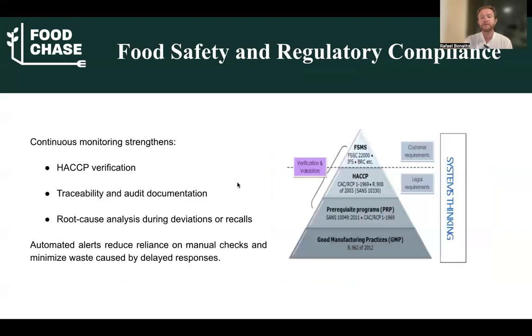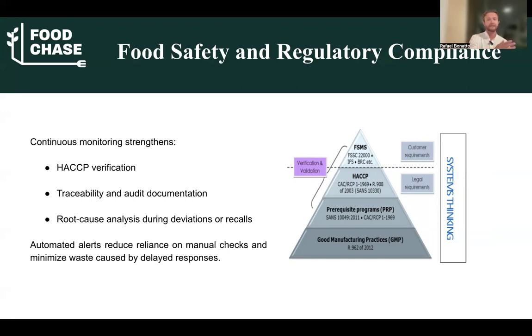Food safety and regulatory compliance. Here, there is legislation for you to understand the prerequisites under some ISO standards, some legislation, etc., for the European Union. And the main objectives of continuous monitoring are strengthening HACCP verification, to understand where the hazard is and how to act accordingly, and traceability in audit documentation.